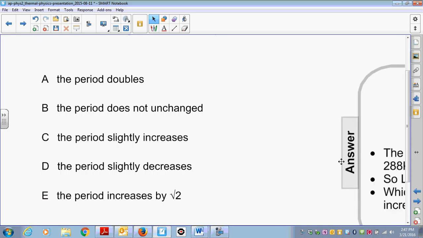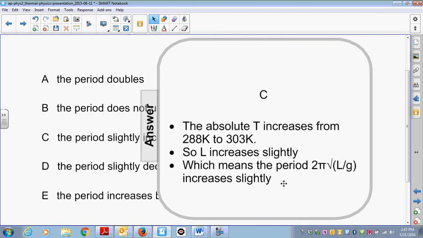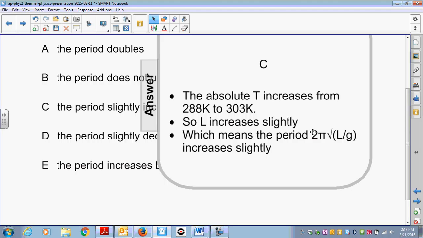Okay, so let's take a look at the answer. The answer is C. It will be slightly increased. The absolute temperature increases from 288 Kelvin to 303 Kelvin, so the length increases slightly. That means that the period will also increase slightly since it's equal to 2 pi times the square root of L over G.